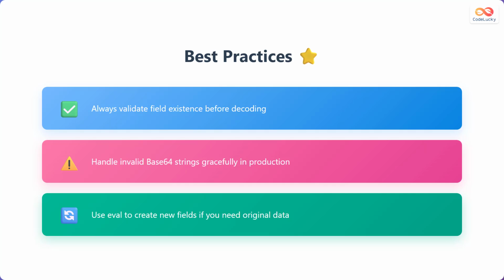When working with the base64 decode command, there are several best practices to keep in mind. First, always validate that the field exists before attempting to decode it to avoid errors in your search pipeline. Second, handle invalid base64 strings gracefully in production environments by implementing proper error handling and validation checks. Third, if you need to preserve the original encoded data, use the eval command to create new fields rather than overwriting the existing ones. This way, you maintain both the original encoded data and the decoded version for comprehensive analysis.